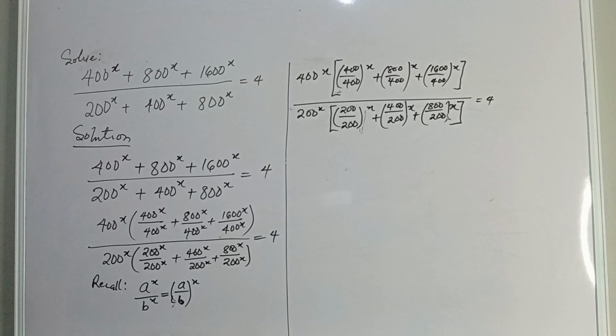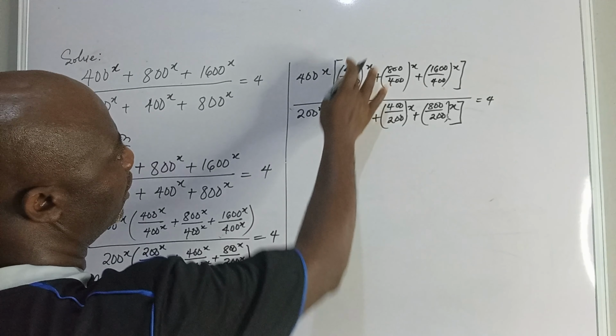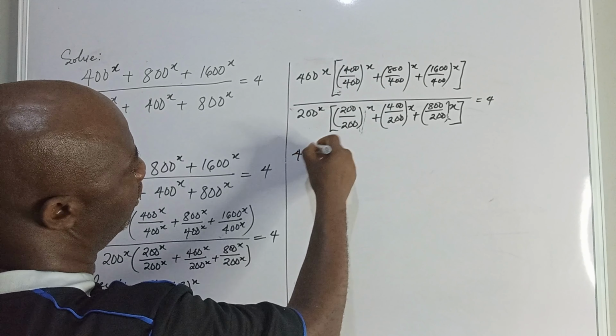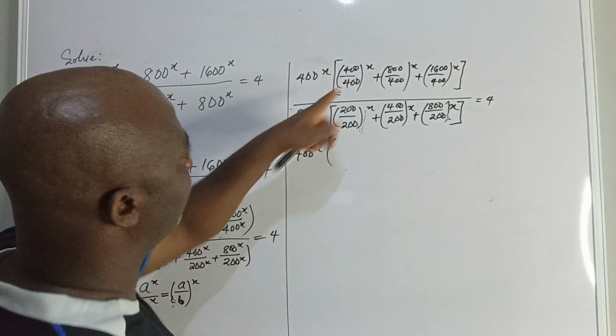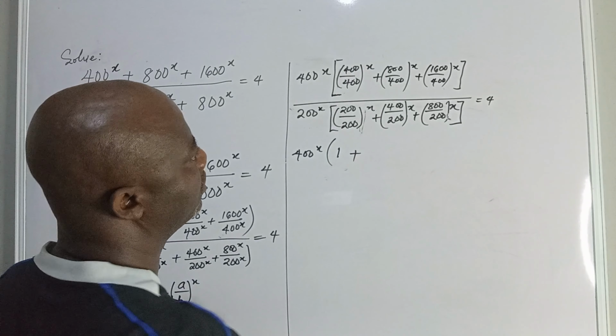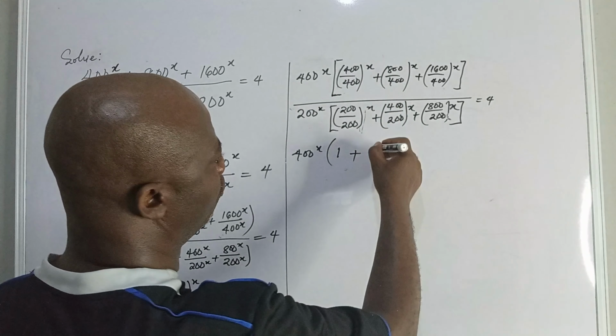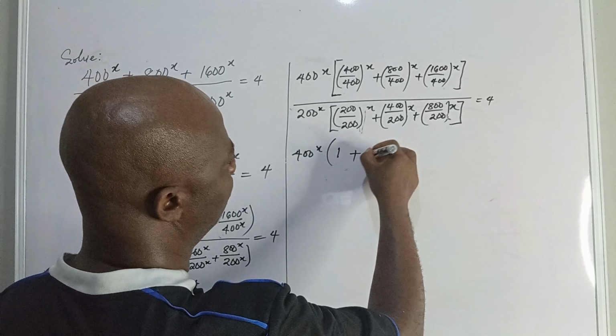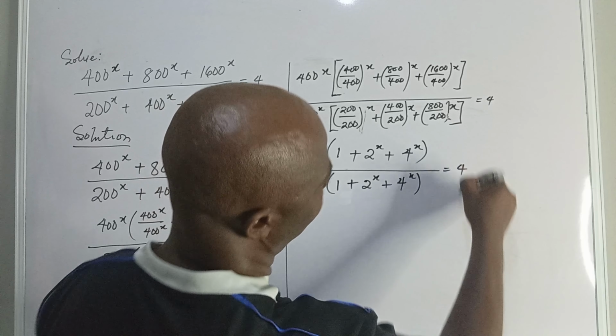All right. At the numerator, I'm going to have 400^x. Okay, so this will become 1, and 1 to any number is 1. Plus 800 divided by 400 will give us 2^x, plus 1600 divided by 400 will give us 4^x. Divided by 200^x, then we have 1 here, plus 2^x plus 4^x, all will be equal to 4.